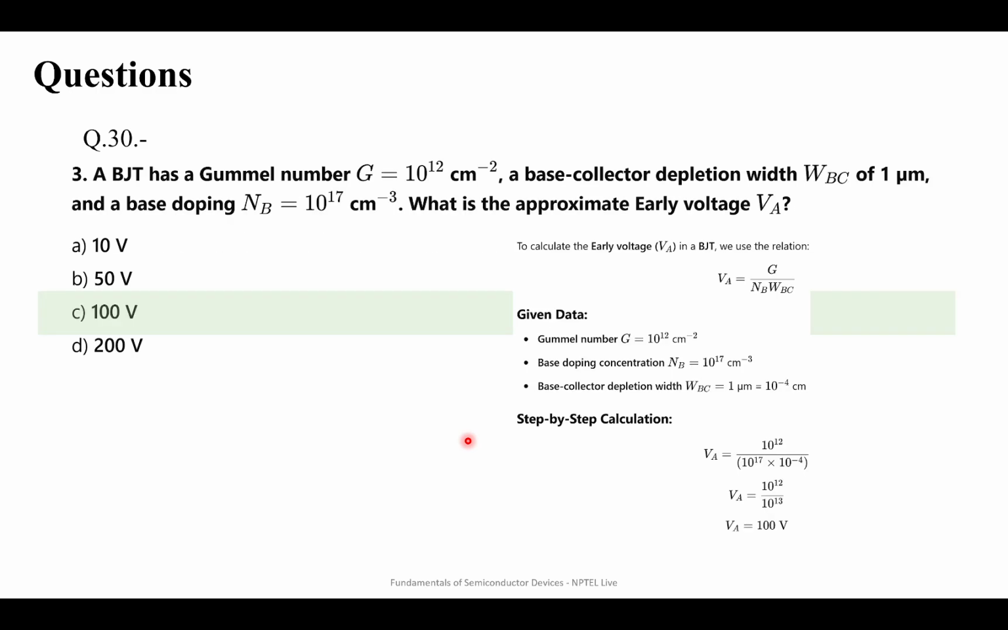So the answer to this would be 100 volts. Your early voltage can be calculated from G divided by NB into WBC. All three are given to you. You substitute 10 raised to power 12, NB 10 raised to 17, and WBC in terms of centimeter is 10 raised to power minus 4. And when you calculate, you will get the answer to be 100.